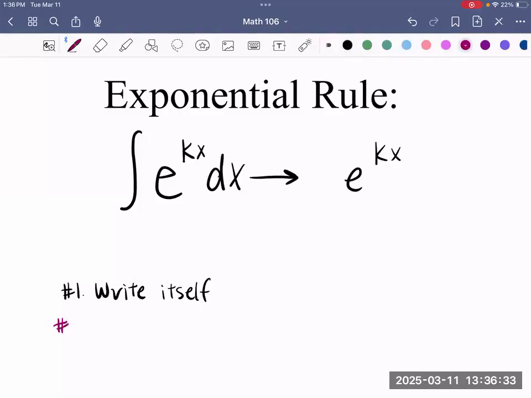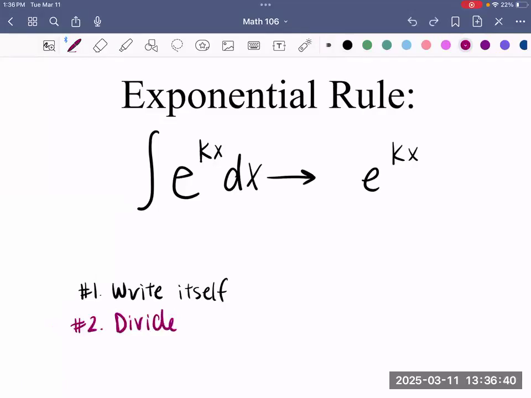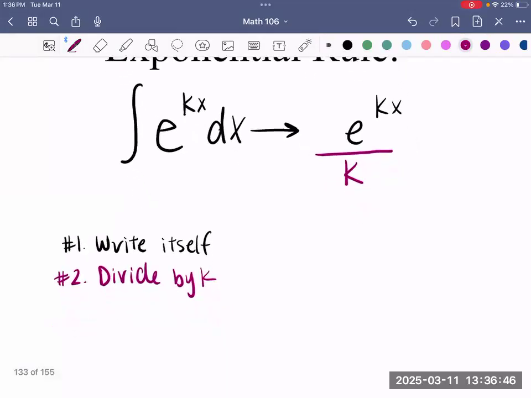Step number 2, what did we do? Well, we said we're going to divide by k. So divide this time by k. And the last thing we need to do, step 3, is add +c. And again, we have something in the denominator, so we want to make sure that we specify that k is not equal to 0 here.